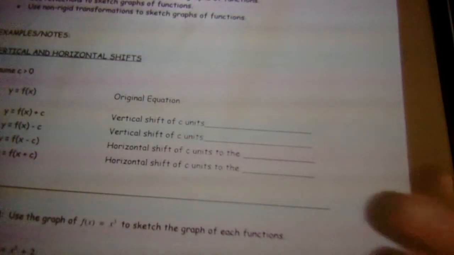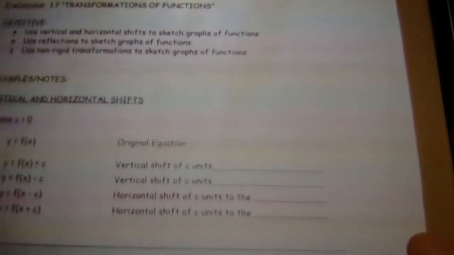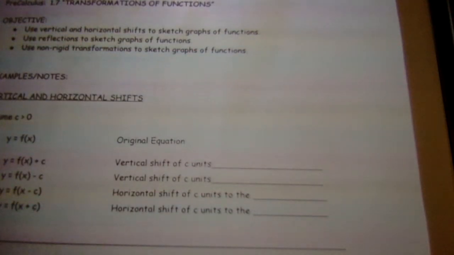All right. So what we're going to do today is look at transformation of functions. We're going to use vertical and horizontal shifts, reflections, and we're going to look at making them wider and narrower, so changing the shape. The original function is f of x.